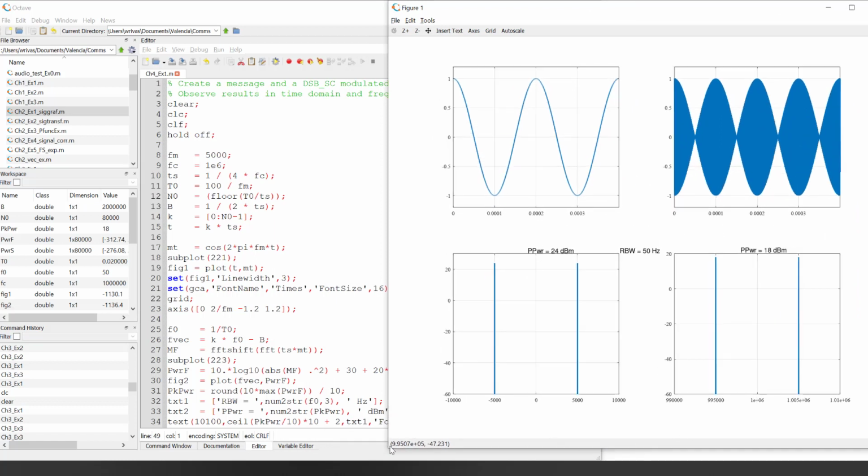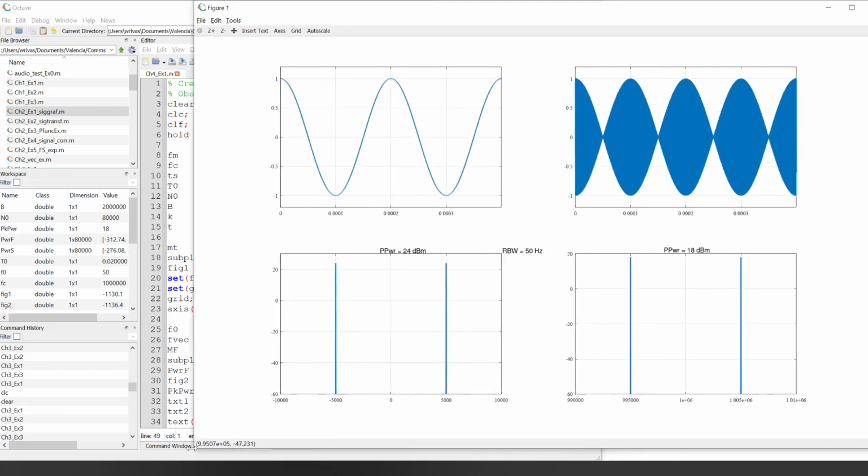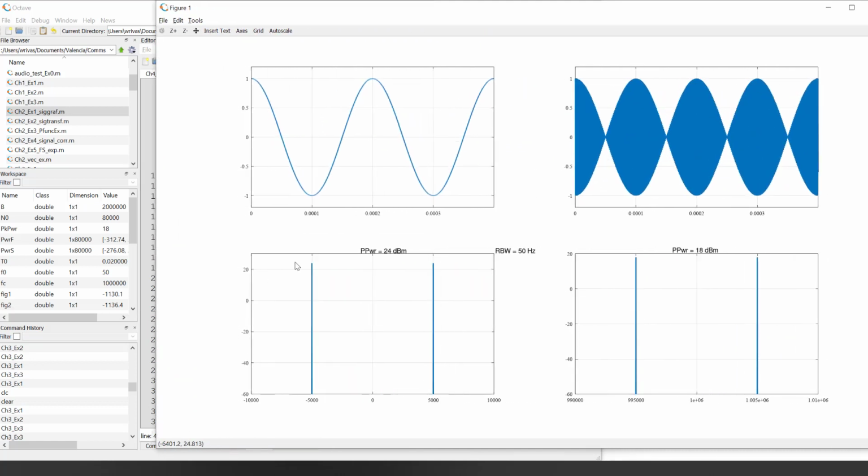Let me make it a little bit big here so we can talk about it. All right, so I didn't plot the whole 100 cycles, of course not. I just plotted two of them. And so this is our message signal here in the upper left. In the upper right, that's the AM modulated signal, right? Notice that the amplitude follows our modulation signal. Now, you can't see the carrier because the carrier is moving so fast, right?